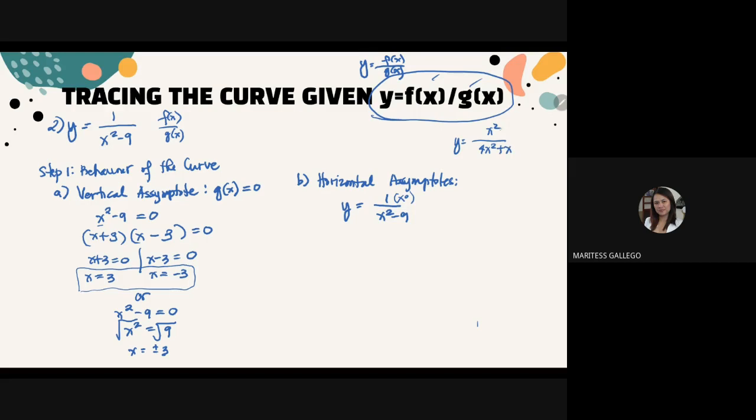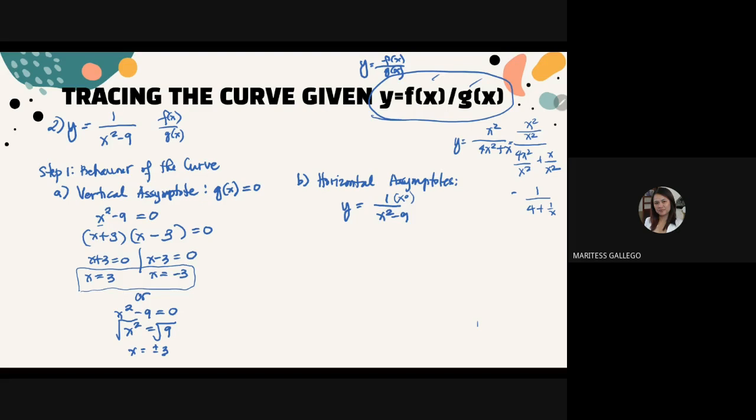And then, always check the numerator. The highest degree in the numerator is 2, x raised to 2. So, what will you do? We divide x raised to 2 to all the terms. Ayan. 4x squared over x raised to 2 plus x over x raised to 2. Ayan. So, ibig sabihin, simplify nyo na siya. Okay? So that's 1 over 4 plus 1 over x.